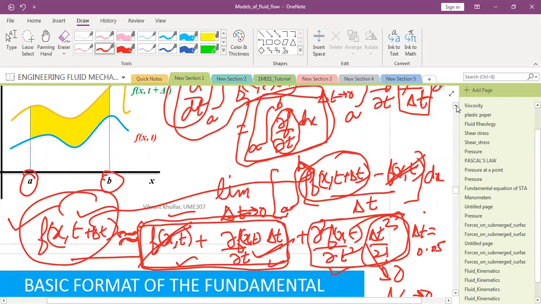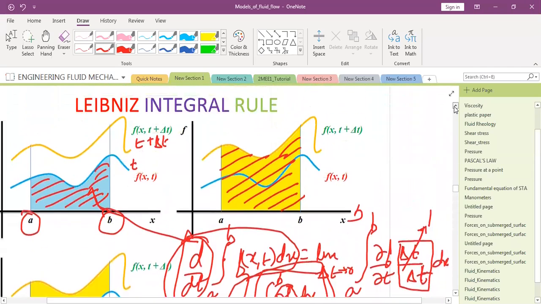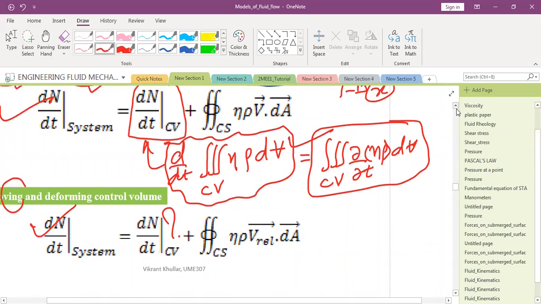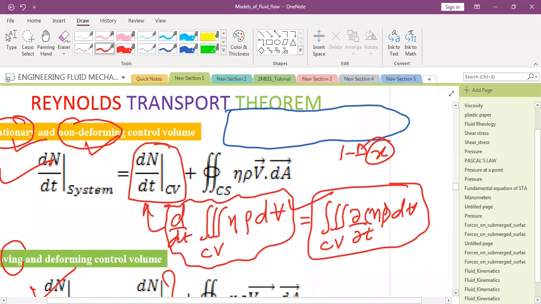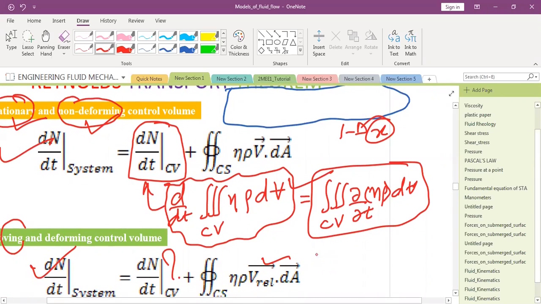So this is the Reynolds transport theorem as applied to two cases, whether it is a stationary and non-deforming control volume, or a moving and deforming control volume. So this should be very clear in your mind. Any doubts, anyone? Any doubts, anyone, in any of the terms?